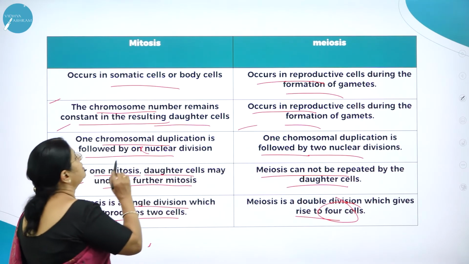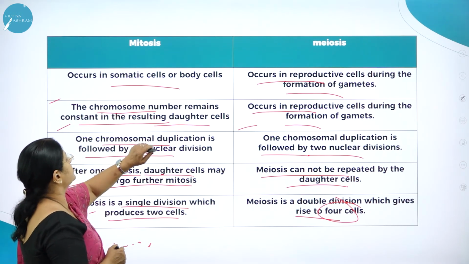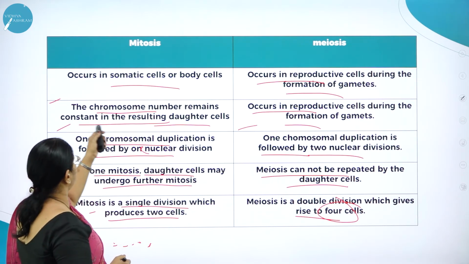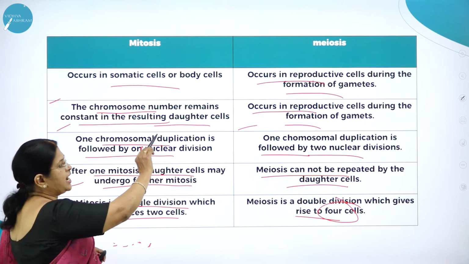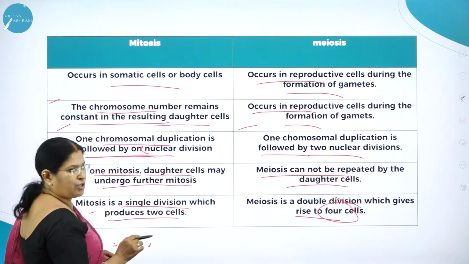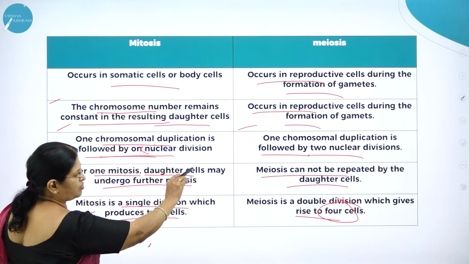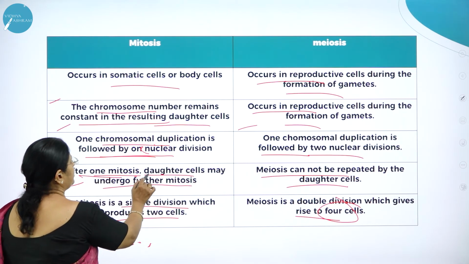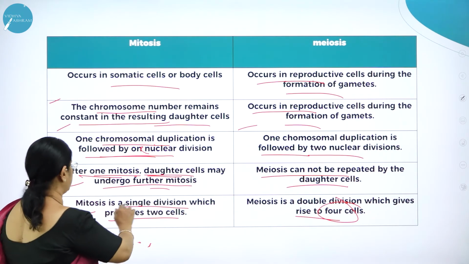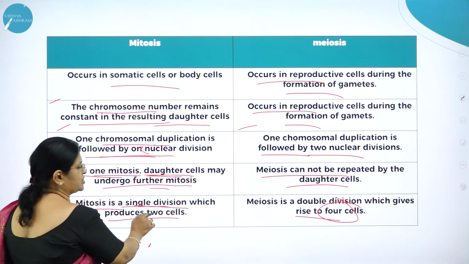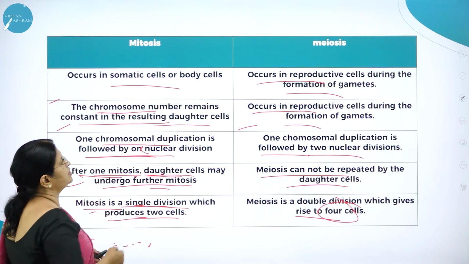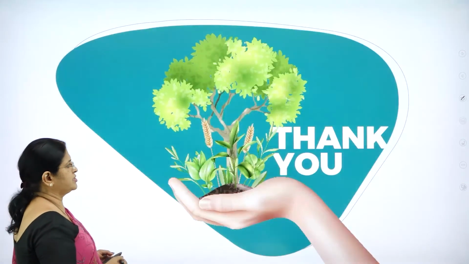So what is the difference between mitosis and meiosis? Mitosis occurs in somatic cells or body cells; meiosis occurs in reproductive cells during the formation of gametes. In mitosis the chromosome number remains constant in the resulting daughter cells. One chromosomal duplication is followed by one nuclear division in mitosis, and by 2 nuclear divisions in meiosis. After one mitosis, daughter cells may undergo further mitosis; meiosis cannot be repeated by the daughter cells. Mitosis is a single division which produces 2 cells; meiosis is a double division which gives rise to 4 cells. Hope you have understood the differences between mitosis and meiosis.